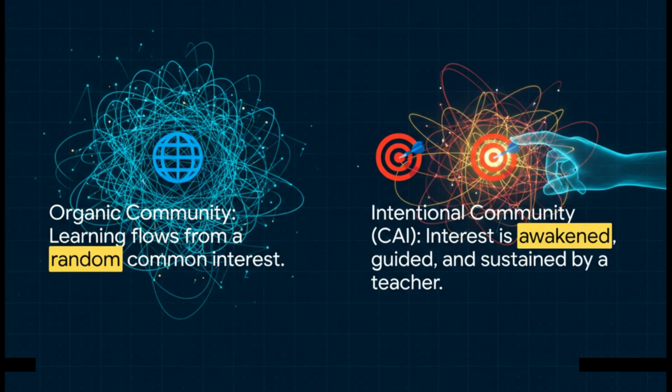Okay, so the first concept is what he calls the CII, or the Intentional Learning Community. Now think about it. An online group just kind of happens, right? It's spontaneous, it's driven by a shared interest. A CII, on the other hand, is designed from the ground up. It takes all the best parts of that organic energy, the excitement, the peer support, and it channels it with a very clear educational purpose, and most importantly, a structure built for collaboration.